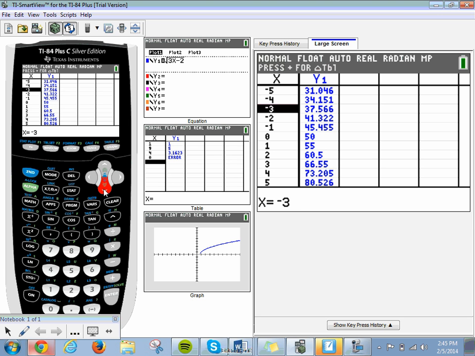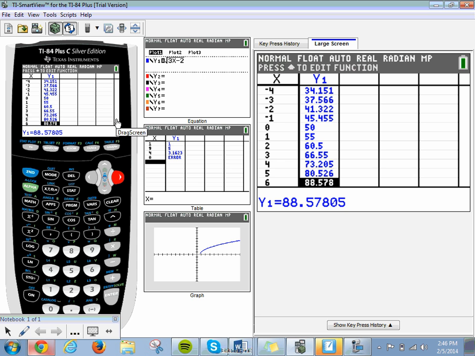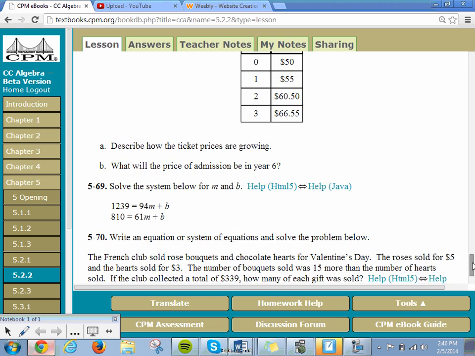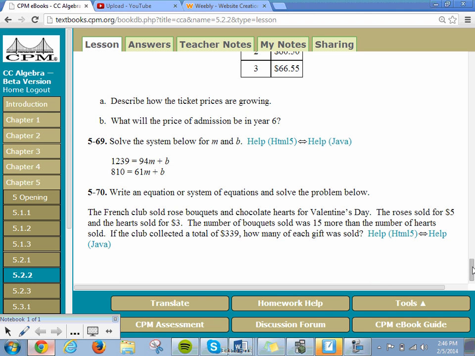I will then go to my table and look for the 6th value. So I need to scroll down just a little bit. And so we can see in year 6, ticket prices will be $88.58. All right. So again, our answer for B was $88.58.